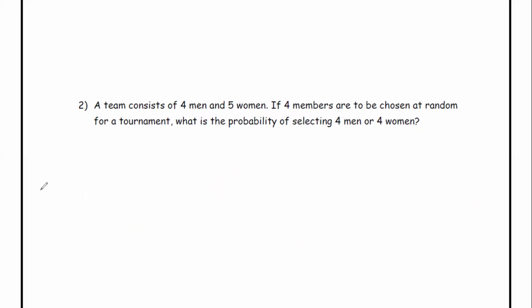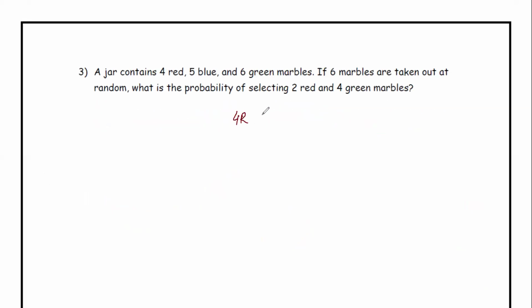I'm moving on to the third question. A jar contains 4 red, 5 blue, 6 green marbles. If 6 marbles are taken out at random, what's the probability of selecting 2 red and 4 green? So very easy. The total outcome is to select 6 marbles anyhow from these out here. So that is 4, 5, and 6, which is 15. So 15C6. What's the probability of selecting 2 red and 4 green?